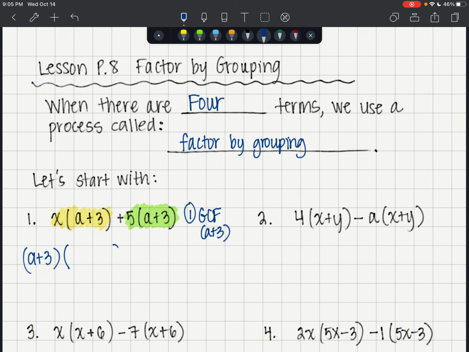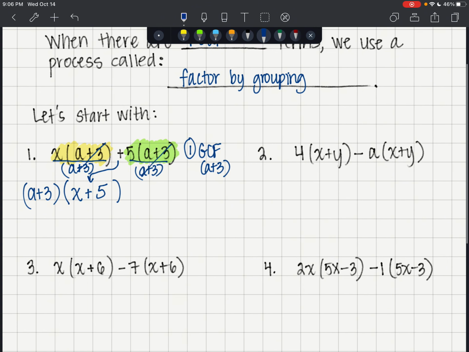Then I'm going to have parentheses, and if I factor out an a plus 3, that's going to leave me x, and then this plus sign, and then I factor out the a plus 3 from the second term, and it leaves me a 5. So this factors to be a plus 3 times x plus 5. Factored.